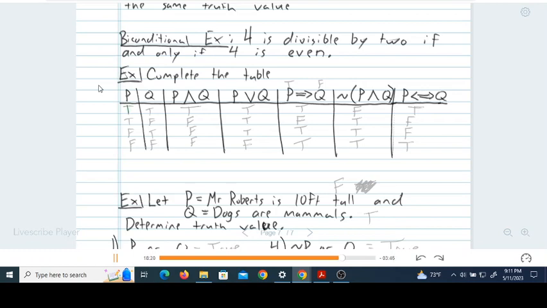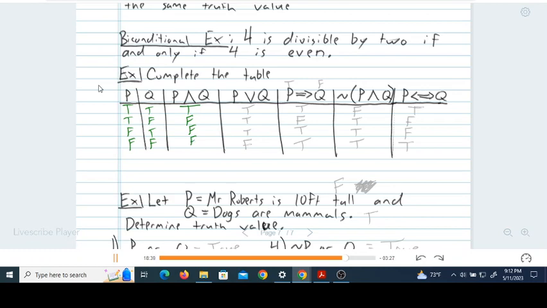So let's go ahead and do our last truth table of the section. We outline all possible combinations of truth values. Looking at the third column, that's P and Q. Remember the rule for and: it's only true if both are true. So it's only going to be true in the first row and false everywhere else.